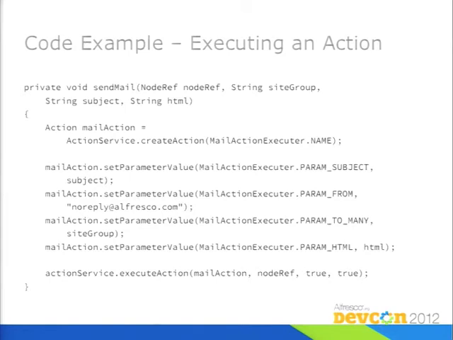Actions typically act on node refs. So in this case, we're acting on the asset node. The last two parameters are whether we want to check the conditions before we execute it and whether we want to execute it asynchronously or not. When we're sending emails, there can be some delay while we set up connections to SMTP servers and things like that, so we're going to execute this asynchronously. So this is how we invoke an action in its simplest form.